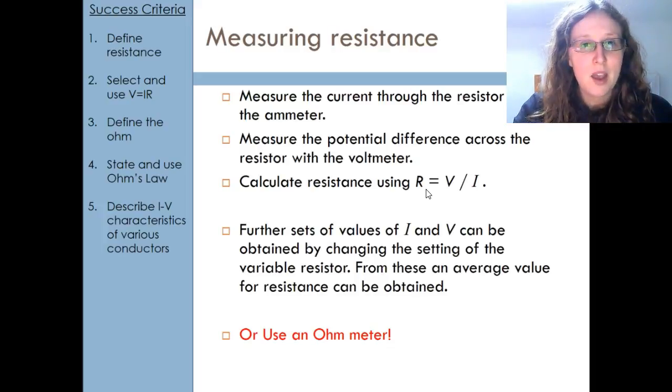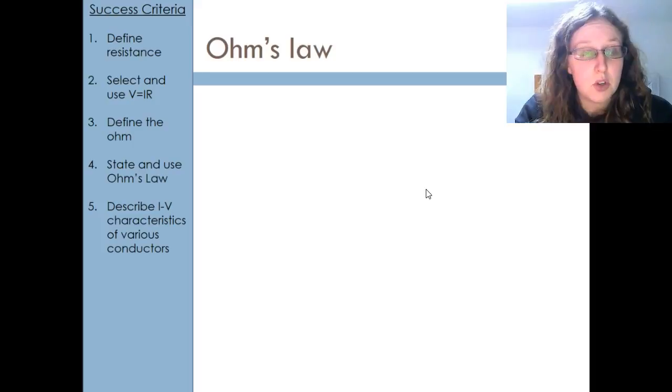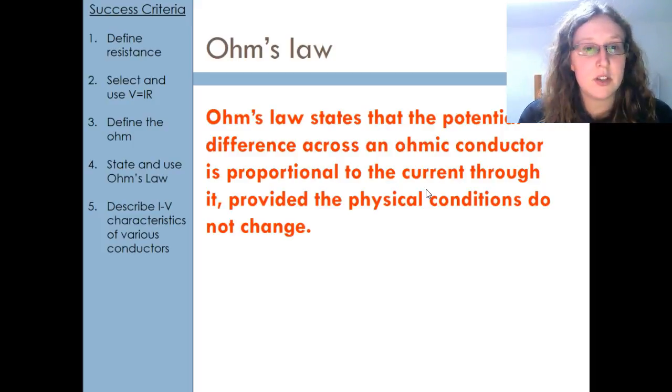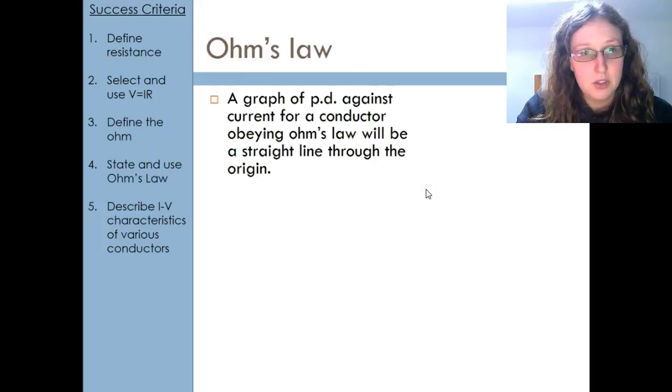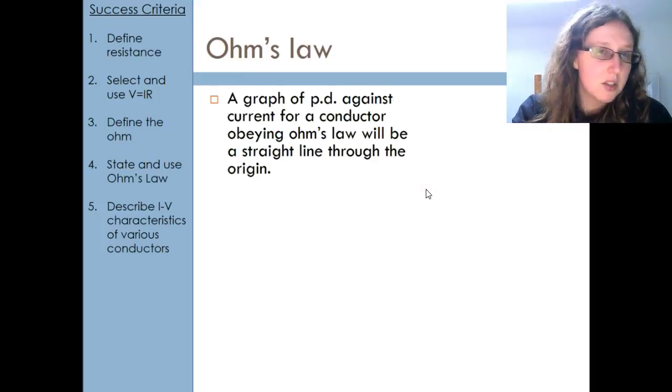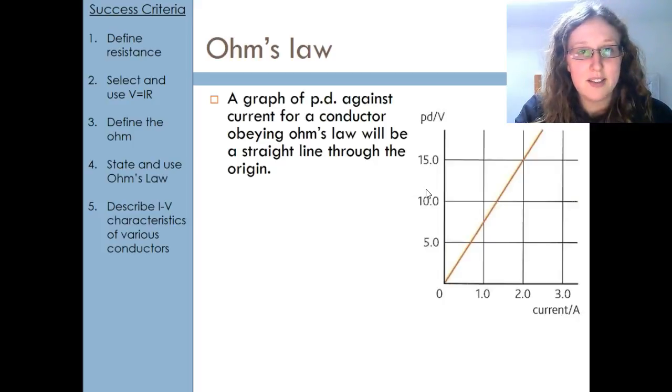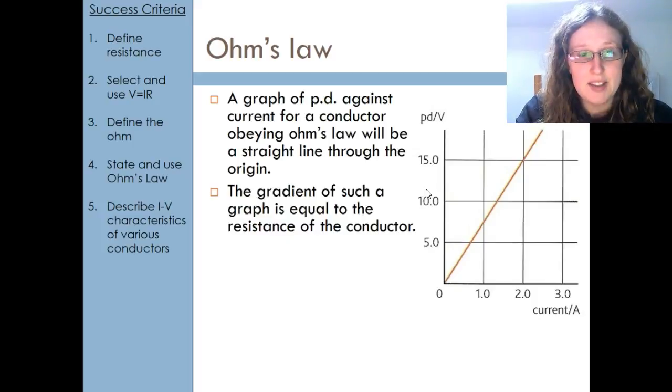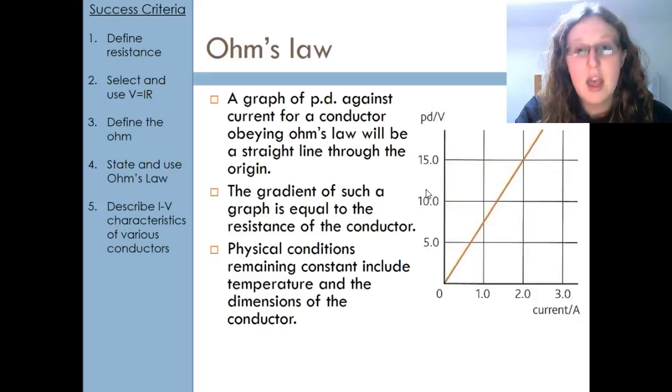This leads us to Ohm's Law. Ohm's Law states that the potential difference across an ohmic conductor is proportional to the current through it, provided the physical conditions do not change. So basically, V equals IR. In terms of a graph, that would look like a straight line. For a component that obeys Ohm's Law, you'd get a straight line through the origin for a graph of voltage against current, and the gradient of the graph would be equal to the resistance of the conductor. The physical conditions we often talk about are temperature. That's the big thing.